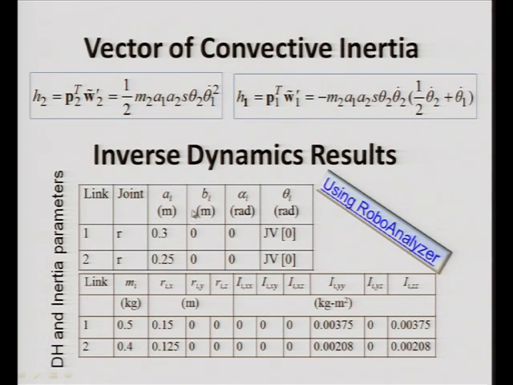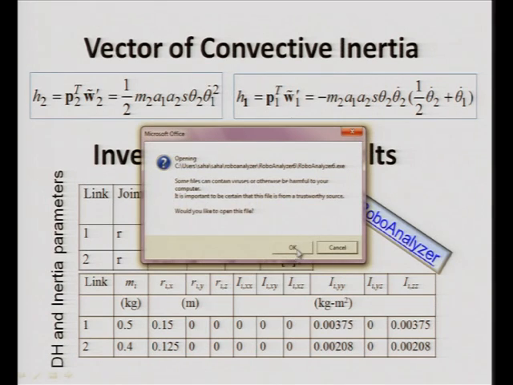Now, I wanted to show you the results for this two-link system, again using the same tool as I described for the single link, RoboAnalyzer, and these are the numerical values I have taken. The first link length I have taken as 0.3 meter, the second one 0.25 meter, the masses 0.5 and 0.4, and mass center location at half. So, if it is 0.3 I have taken 0.15, for 0.25, 0.125, and Iyy and Izz. Let us look at the results.